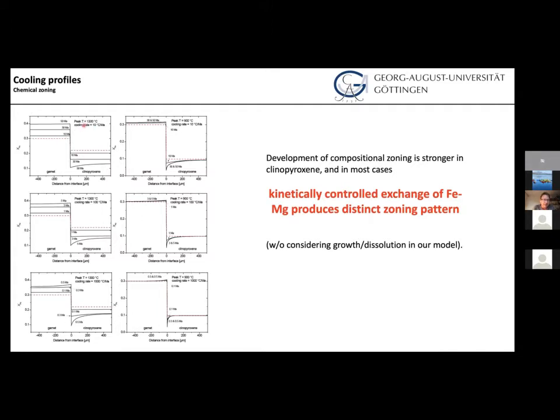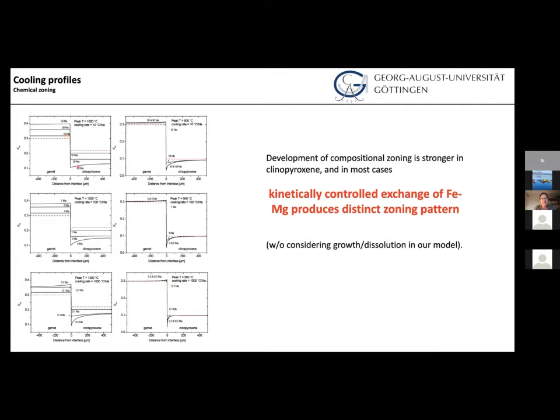Here on the left-hand side, we are cooling down from 1300 degrees with a specified cooling rate: 10 degrees per million years, 100 degrees, and 1000 degrees per million years. Here we have peak temperatures of 900 degrees and the same three cooling rates. As time progresses, from 10 to 15 million years, you see the development of the zoning profiles in both minerals, and you can see that the clinopyroxene zoning pattern is much more pronounced than the one that develops in the garnet.